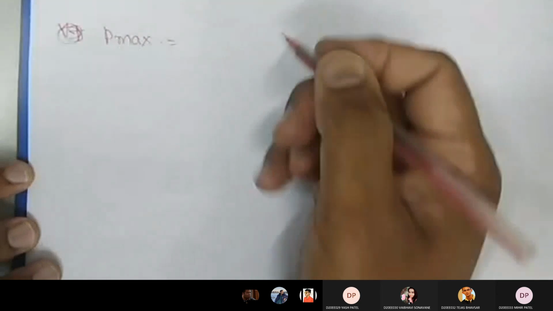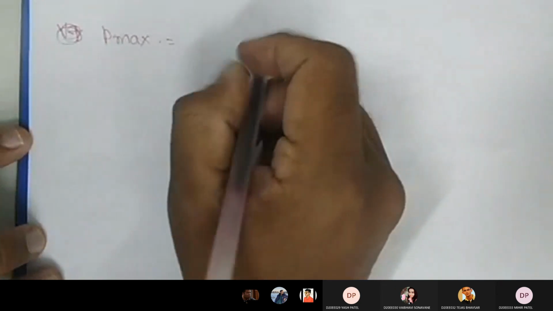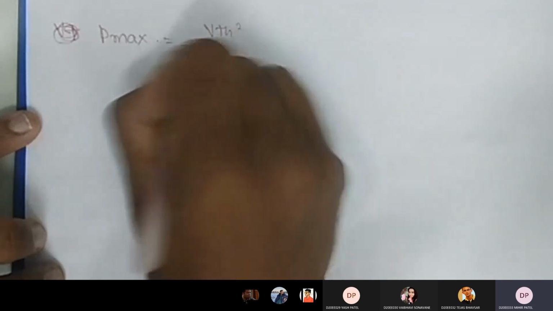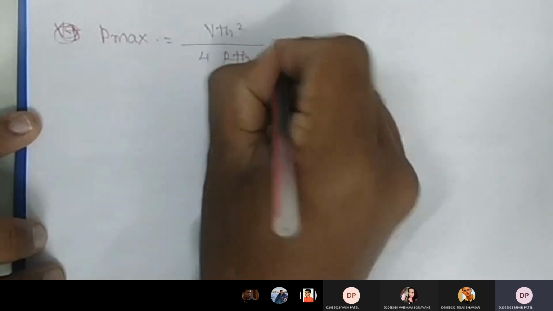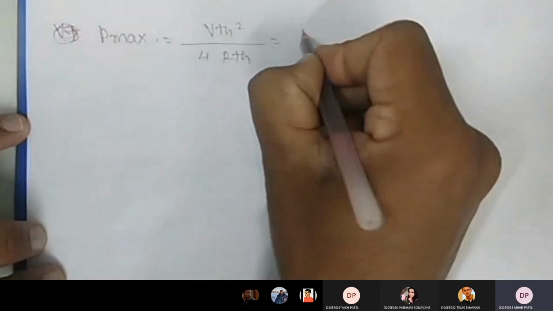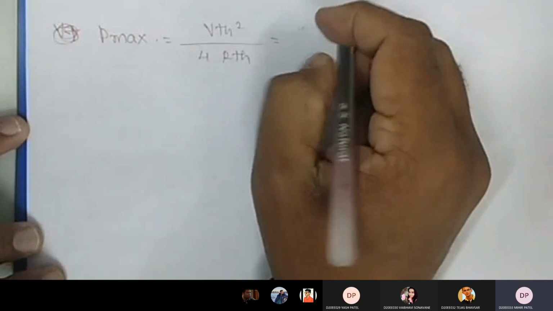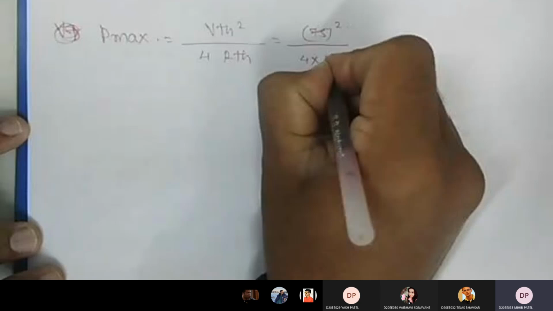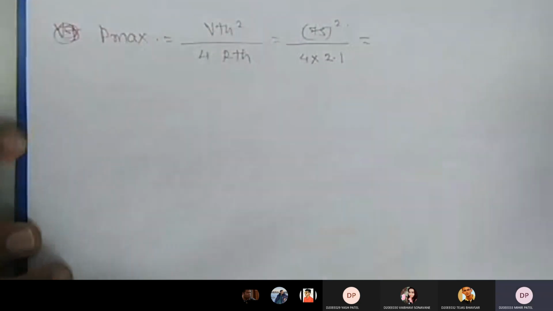What do we have to find out? We want to find out the maximum amount of power to be transferred from source to load. So that is nothing but Pmax. What is the value of Pmax? There are two equations of Pmax, no? VTH square upon 4 into RTH. What is the value of VTH? 7.5. RTH is 2.1. Sir, 75. Okay, 75. RTH 2.1. What is the answer here?